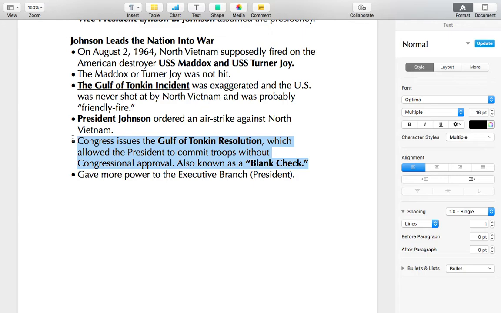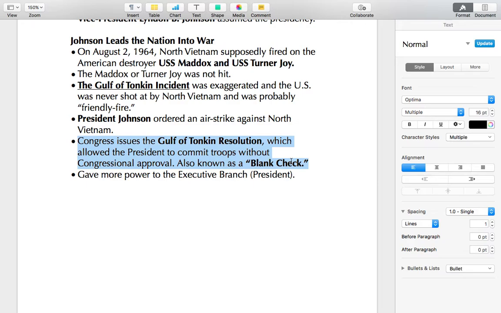So some people like to argue over what to call Vietnam. Should it be the Vietnam War or the Vietnam conflict? Because technically, we did not declare war on North Vietnam. Johnson and then later Richard Nixon will fight this war basically through the Gulf of Tonkin Resolution. And it was known as the blank check because basically Congress said, here's a check, whatever you need, do. And that's obviously not probably the best way to fight a war.